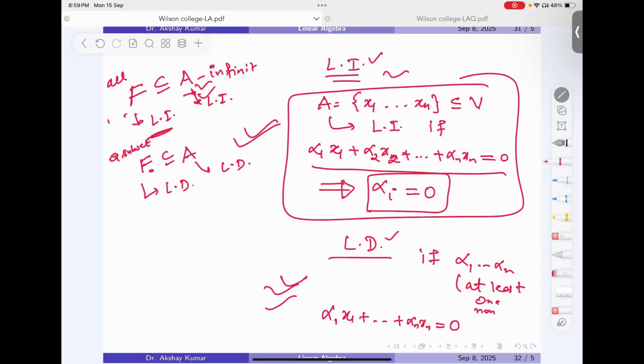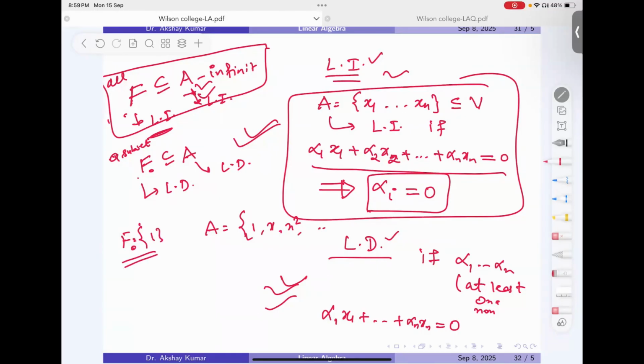This means any subset. This is for all subsets, right? This is not all subsets. Suppose A is, if you take anything like 1, x squared, like this, F is any subset, but F cannot be a precise set. If you take a precise subset and you can show that it is linearly independent, then you can say that the whole set is linearly dependent.